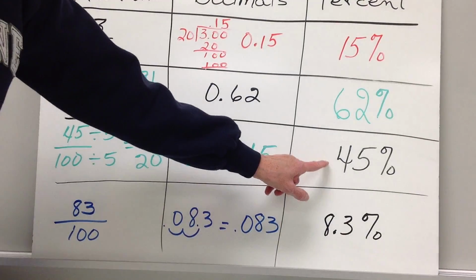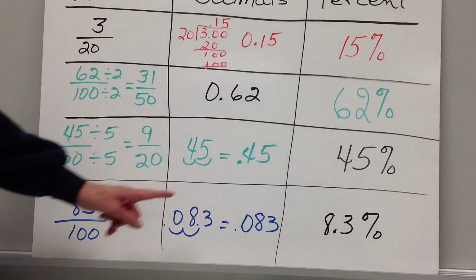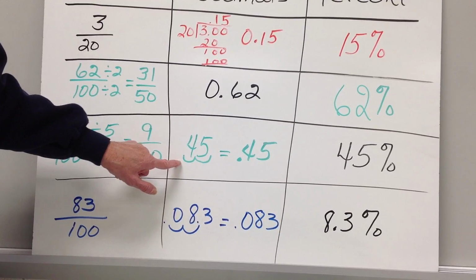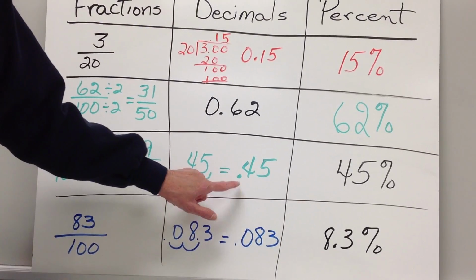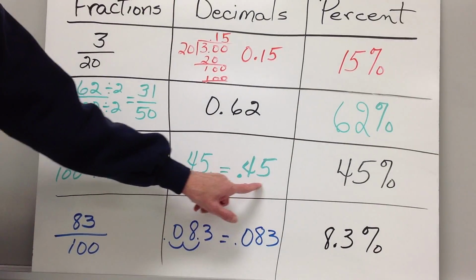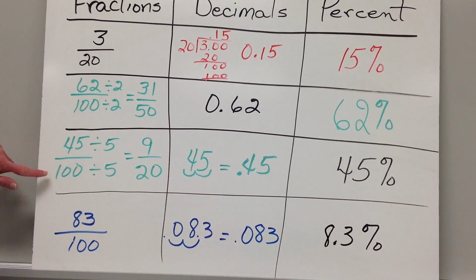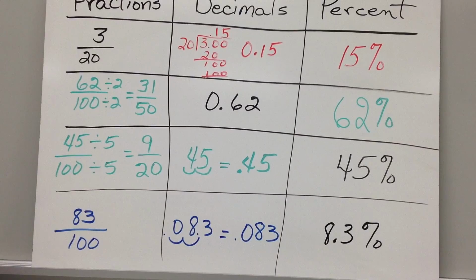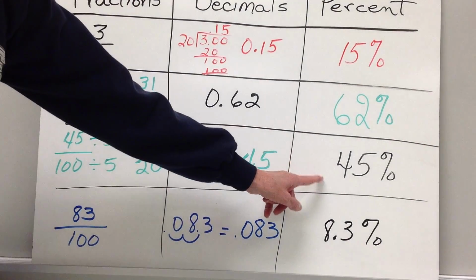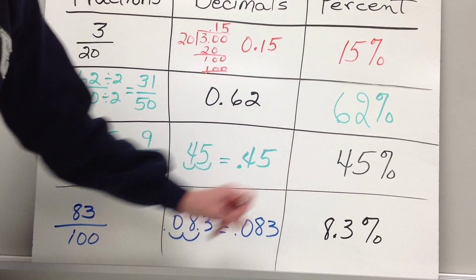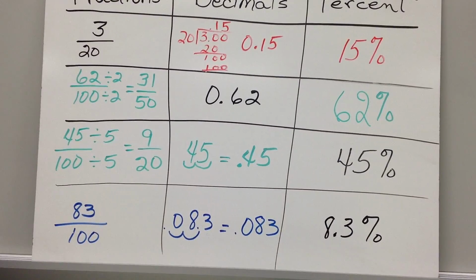If I start out with 45%, I can change it to a decimal by moving my decimal 2 places to the left. That would make 45% 0.45. To make that a fraction, I would take 0.45, that's 45 hundredths, put 45 over 100. I would divide by 5 and get 9 over 20. Or I could go directly from my percent to the fraction by saying percent means out of 100, so 45 over 100 and then reduce.